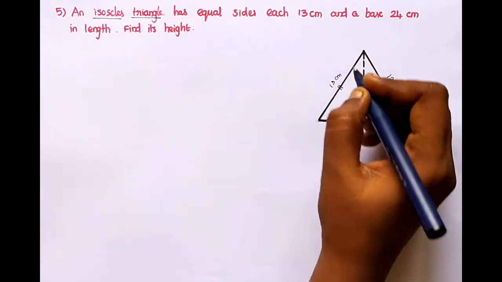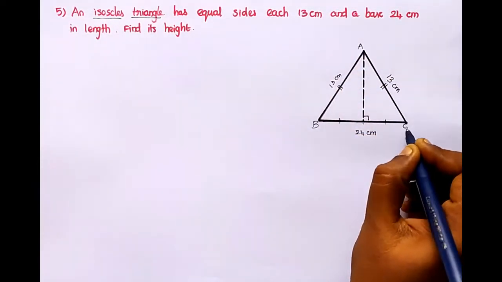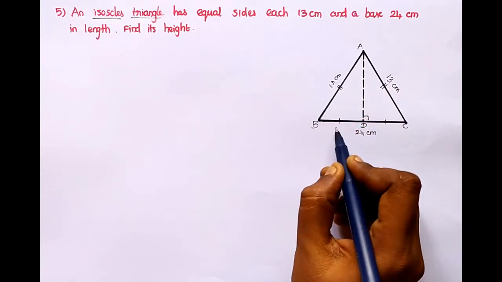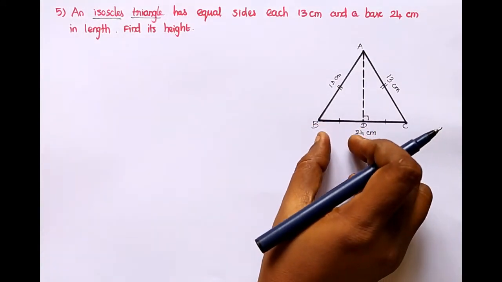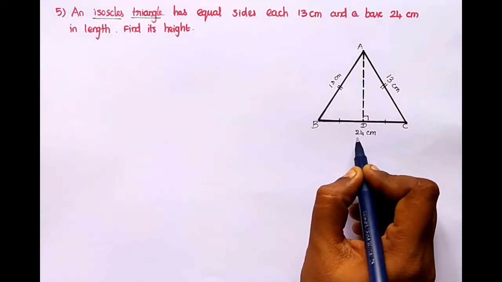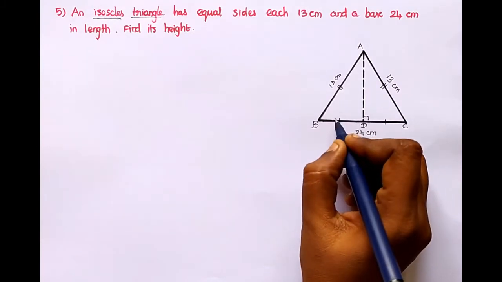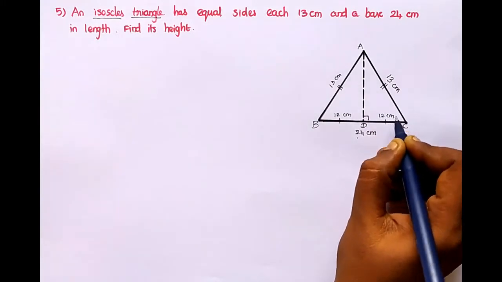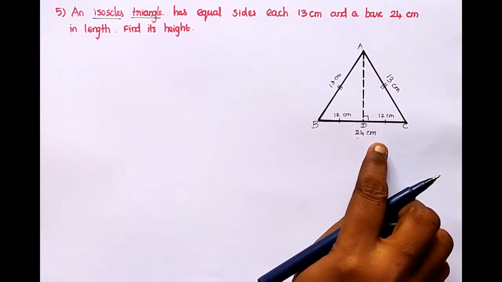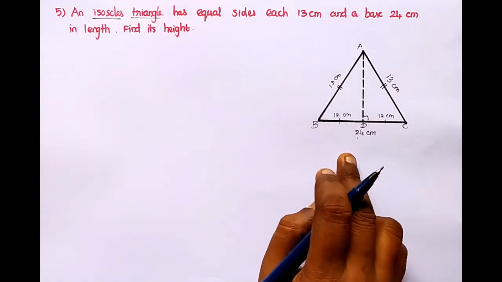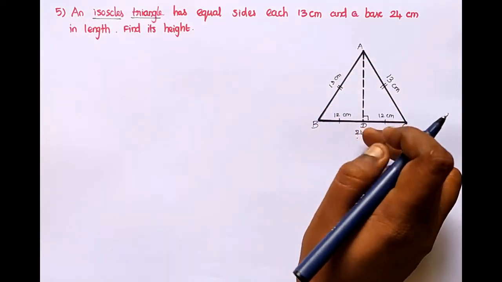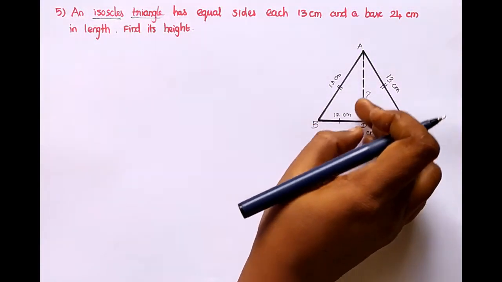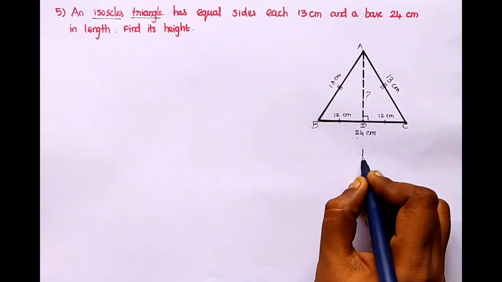It is a median, right? A, B, C. AD is the median, D is the midpoint. So here BD equals DC. How much? 24 divided by 2, we get 12 centimeter here and 12 centimeter here. So that is 24 centimeter. Now we have to find this height. That is only what they ask. How will you find that? Take ABD, this triangle only.